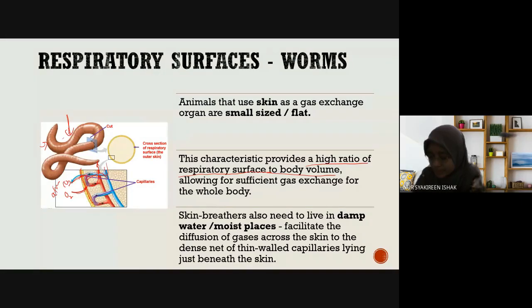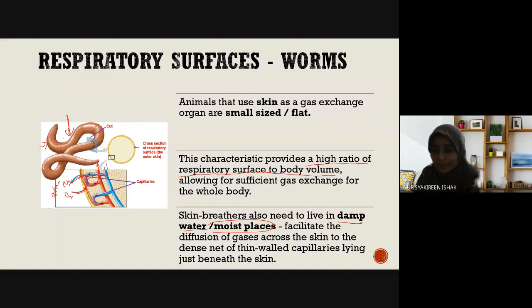So skin breathers also need to live in damp, okay, water or moist places. Okay, so this is to make sure that the skin remains moist. Okay, so this is to facilitate the diffusion of gases across the skin to the dense net of thin-walled capillaries lying just beneath the skin. So remember, another feature of the respiratory surface: they must be moist.